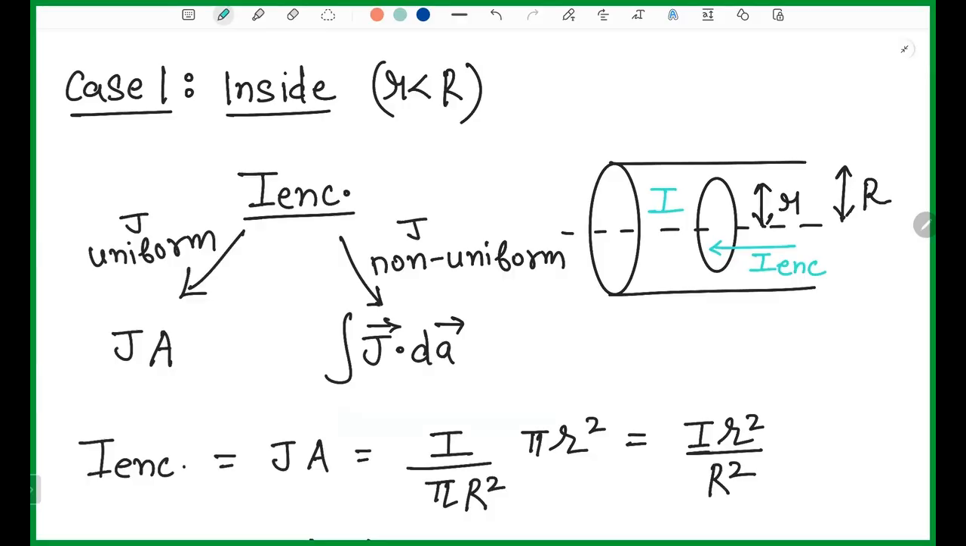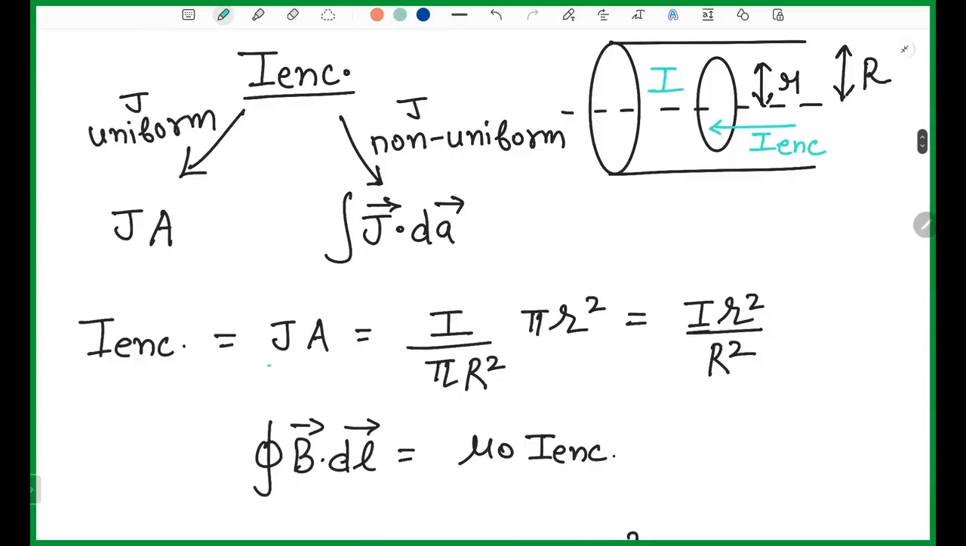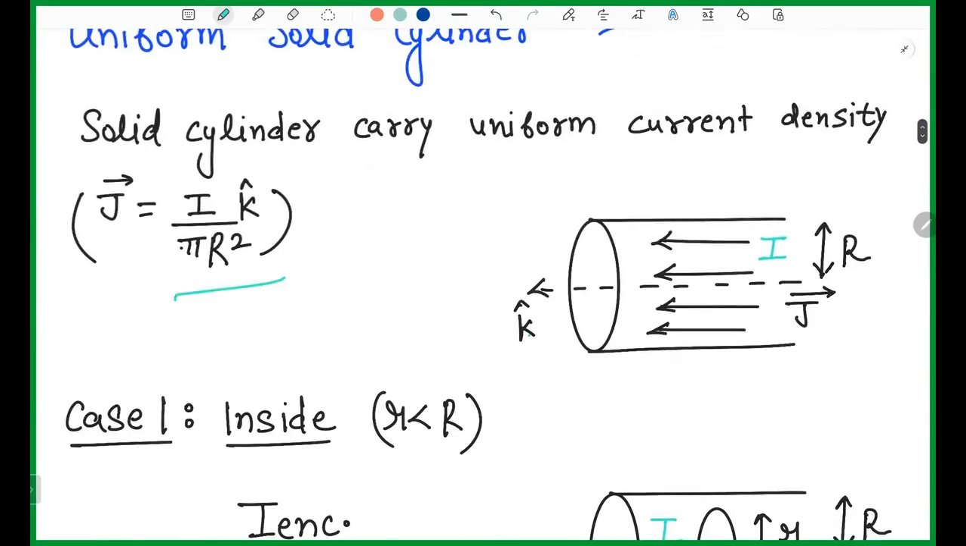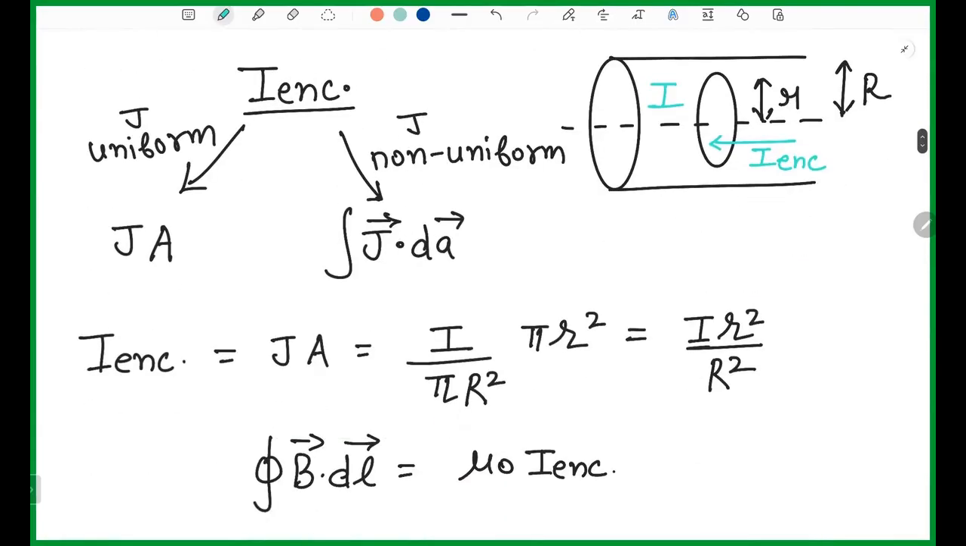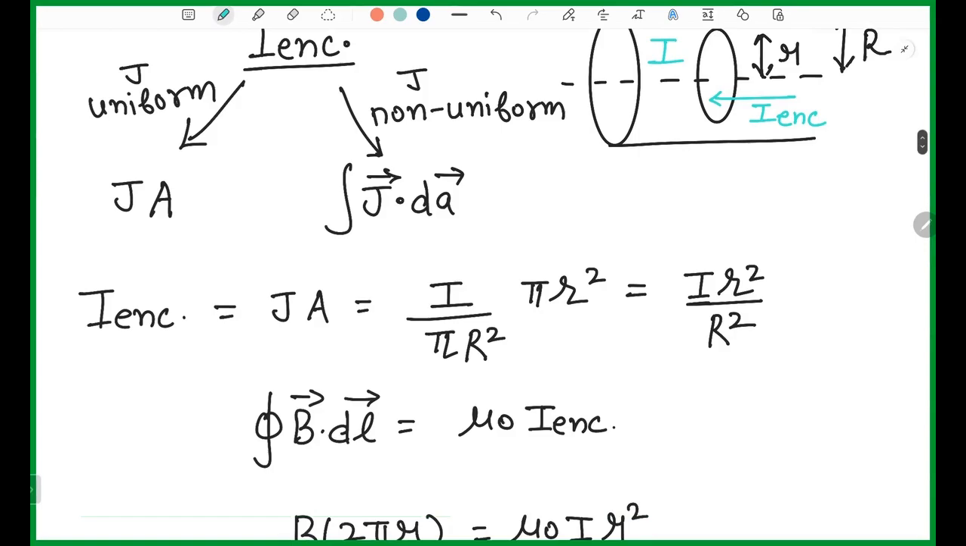In our example, the current is uniform. So we will use the first formula, which is J into A. I multiply J with A. J is the current per unit area, which I have already found. It is I by pi R square. Multiply by the area that I have taken. This area is pi into small r square. So the current enclosed is I into small r square divided by capital R square.